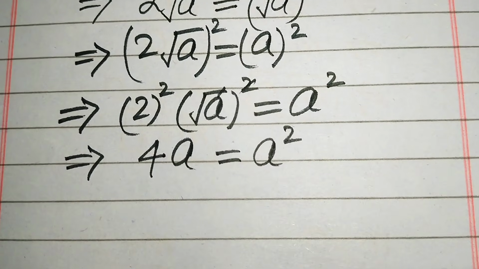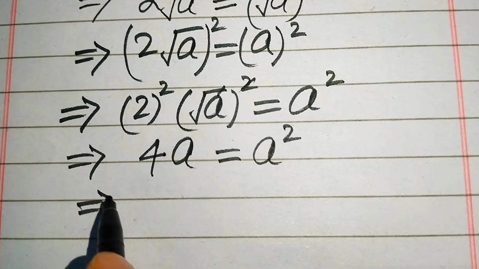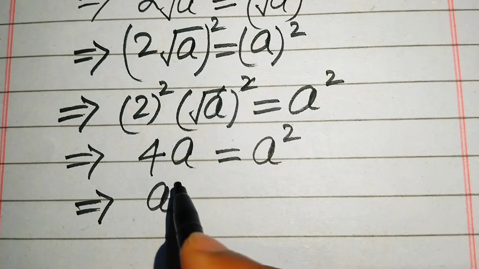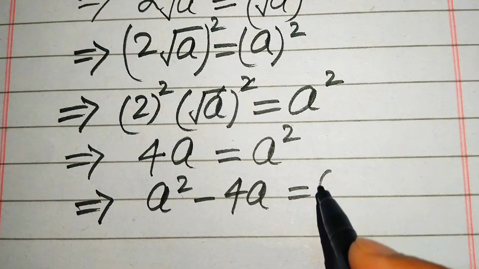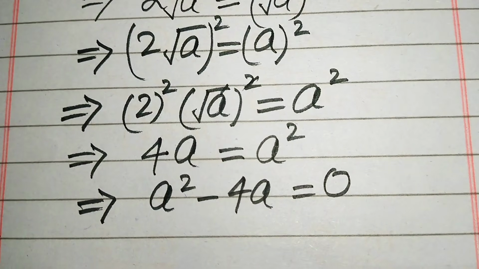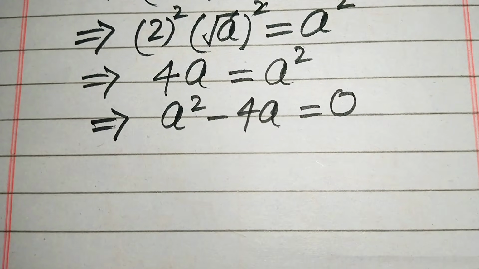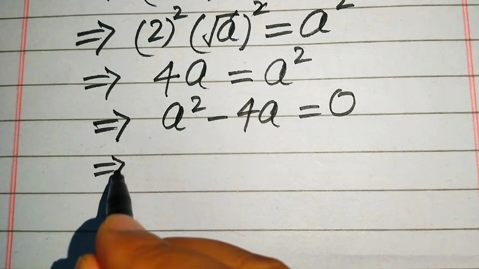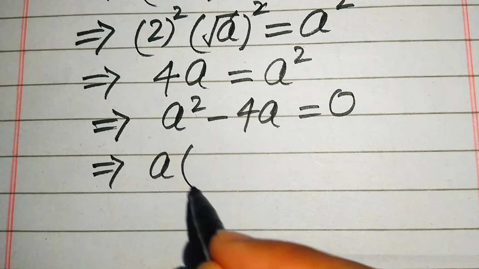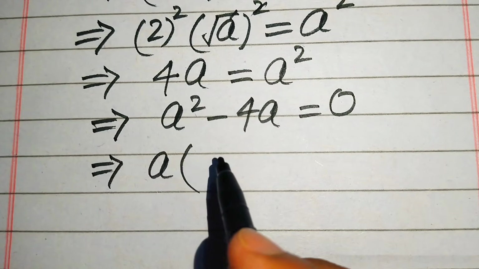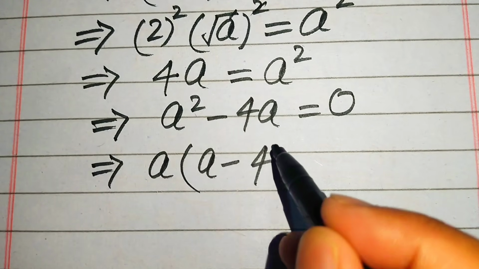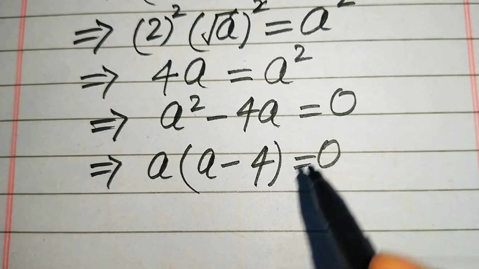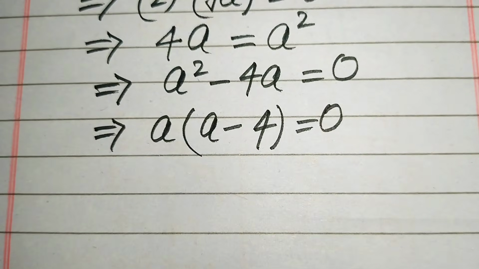And further, in the next step, we move the term 4a from the left hand side to the right hand side, and it becomes a square minus 4a, and this whole equation is equal to 0. And now you see here both of these terms involve a, so we take common a from here, and when we take common a, the remaining values are a minus 4, and this whole equation is equal to 0.